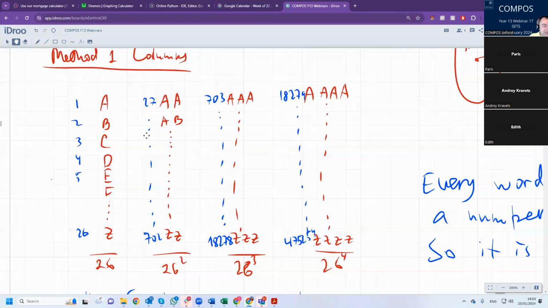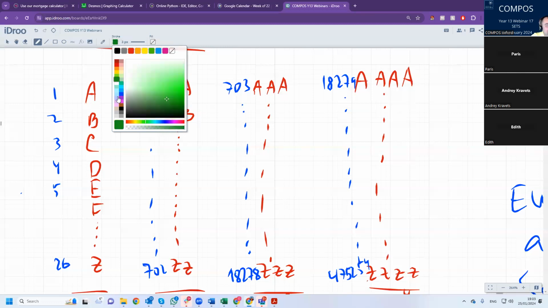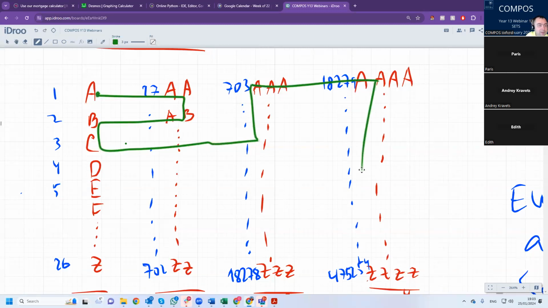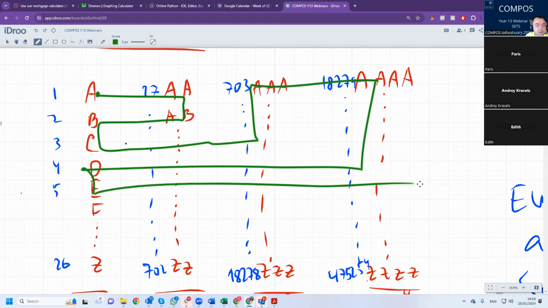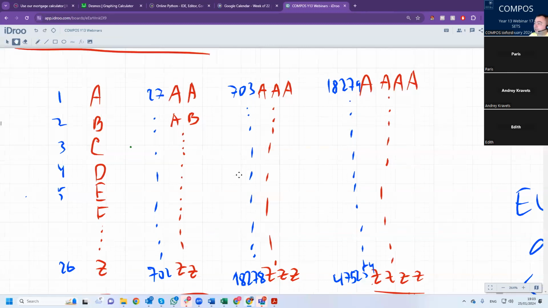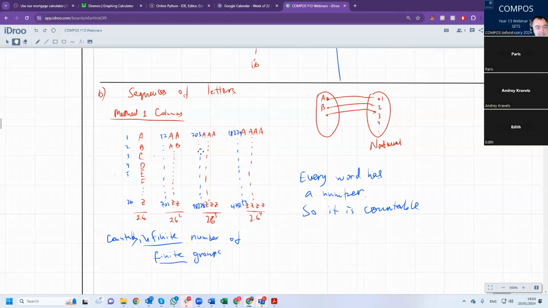Or you can, if you feel naughty, you can do the web here. You can do bam, bam, bam, bam. Not really recommended. So theoretically you can do the web, but it doesn't look very nice. You can assign a number to each word. That means it is countable.